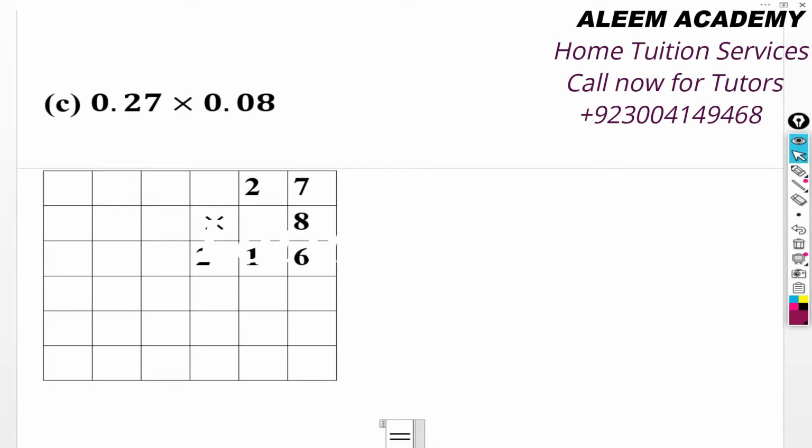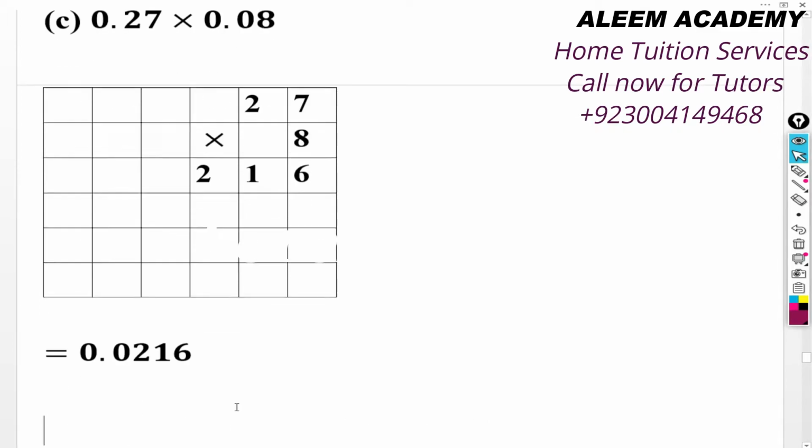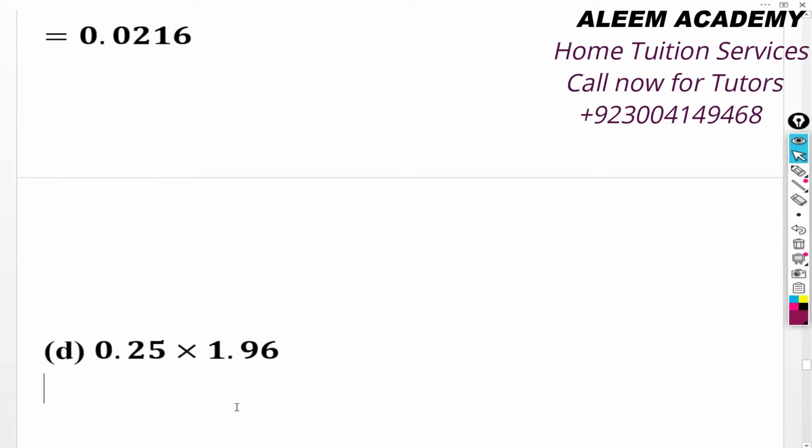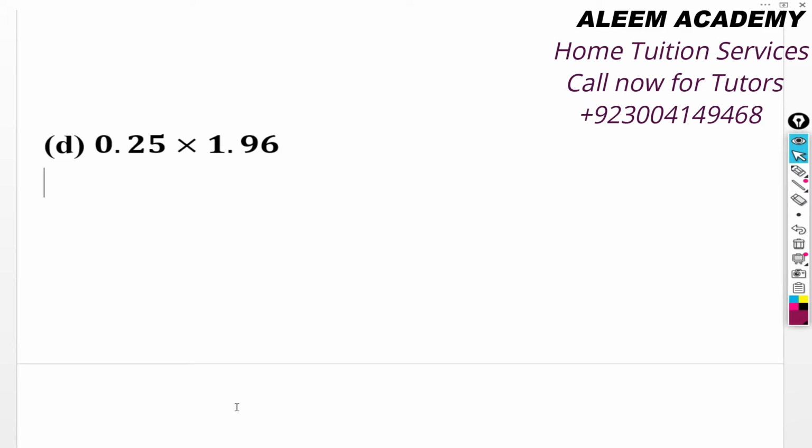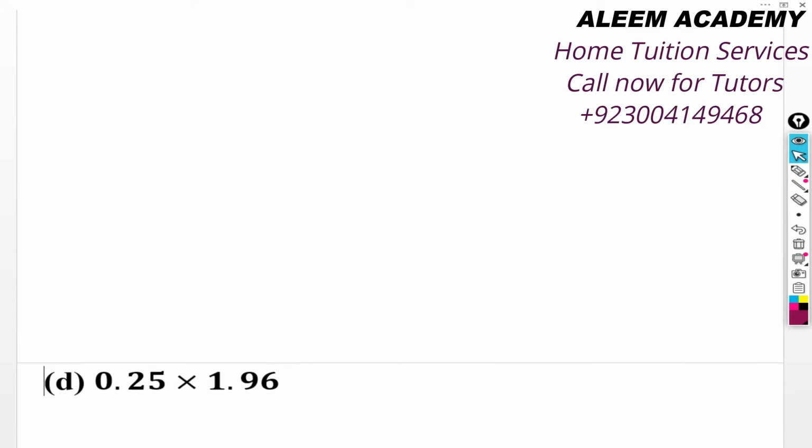0.0216. Before the decimal you can put as many zeros as you want, but not after the decimal. So this is your answer for this part. Next we have D part. D part is 0.25 multiply 1.96. We try to draw a table here first.